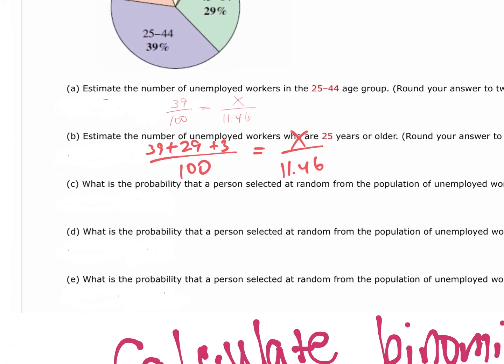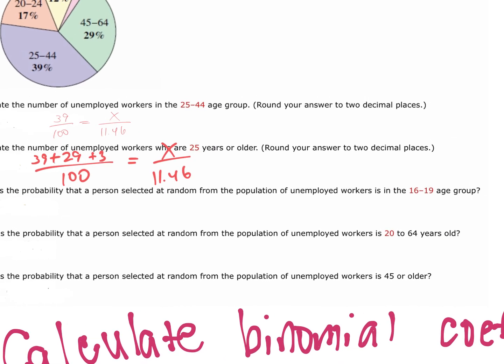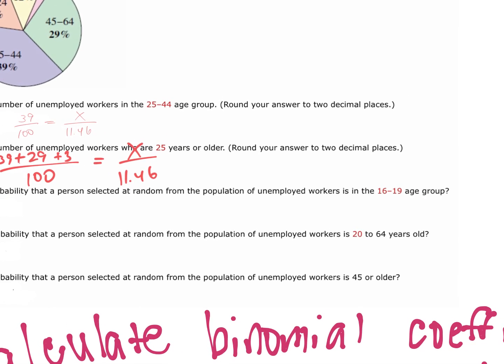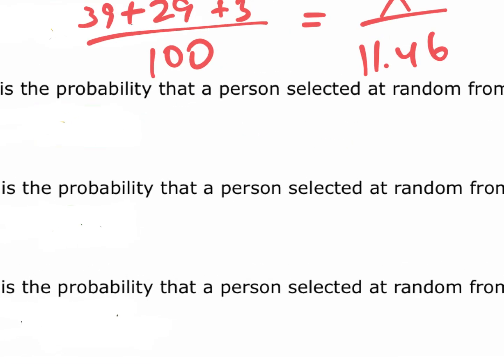Now, these ones here, I know some people were having issues with the WebAssign. It says, what's the probability that a person at random from unemployment is in the 16 to 19 age group? Literally, guys, the 16 to 19 age group, it's just 12%. That's the probability. But some people put in 12%, it wouldn't take it. So then they tried 0.12, and WebAssign wouldn't take it. But then when they put in 12 over 100 and simplified, do you think WebAssign took it? Yes. For whatever reason, I don't know. But understand that all three of these things are the same.